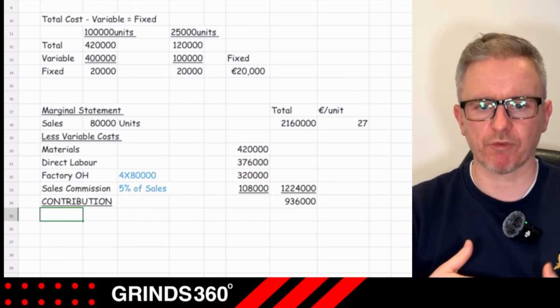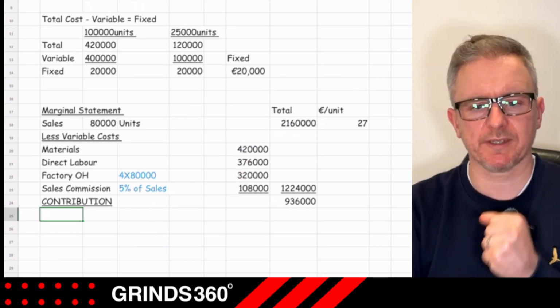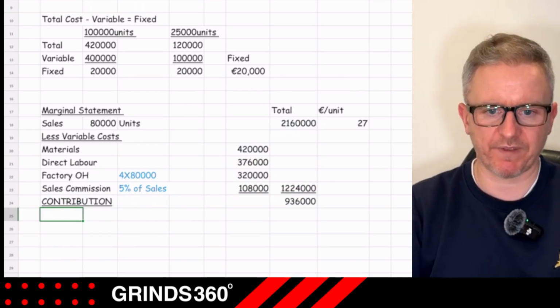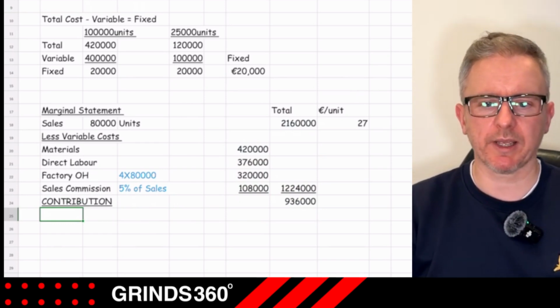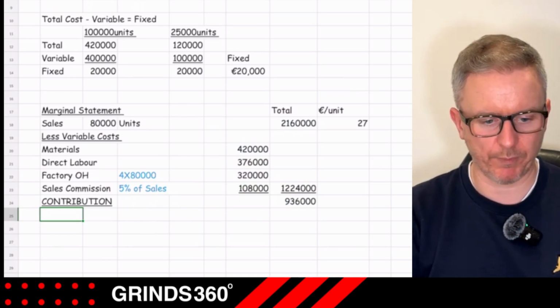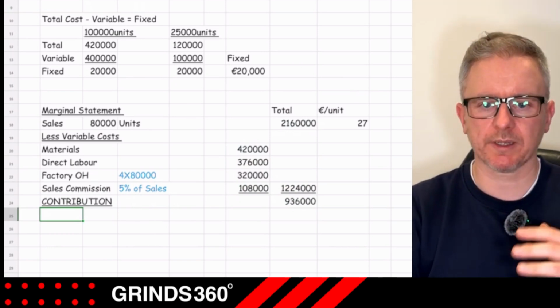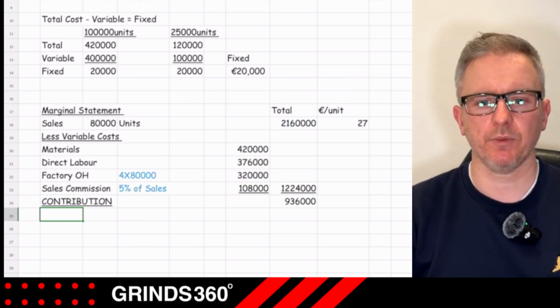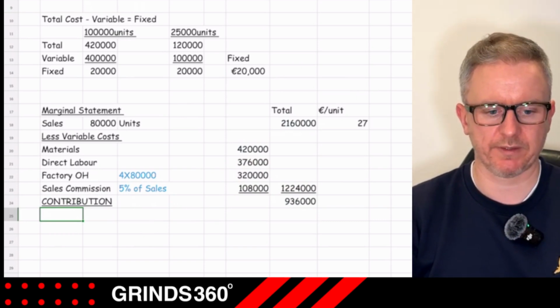You must rent the warehouse. Whether you produce 10,000 units or 80,000 units, that rent has to be paid. That's a fixed cost. We'll talk a little bit later about step fixed costs and what that actually means, because that's a nice little theory question that can come up. But for now, all we want to get into our heads is that fixed costs do not vary directly with the number of units that are produced and sold.